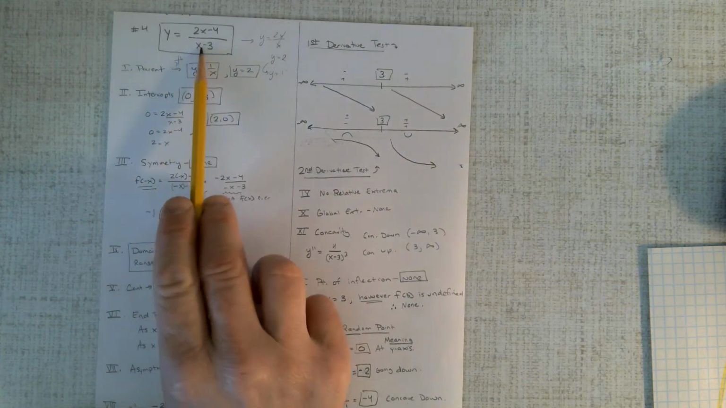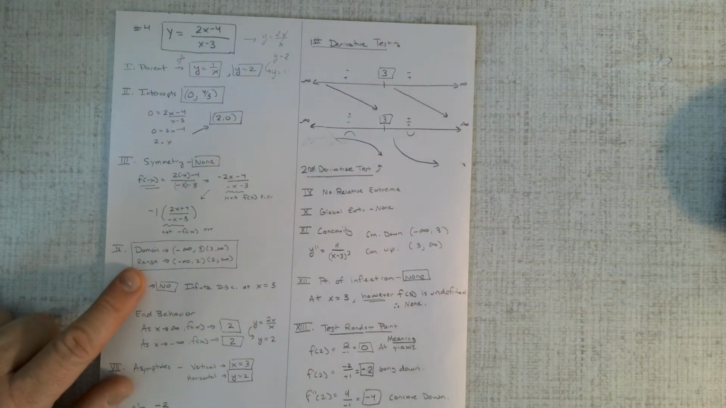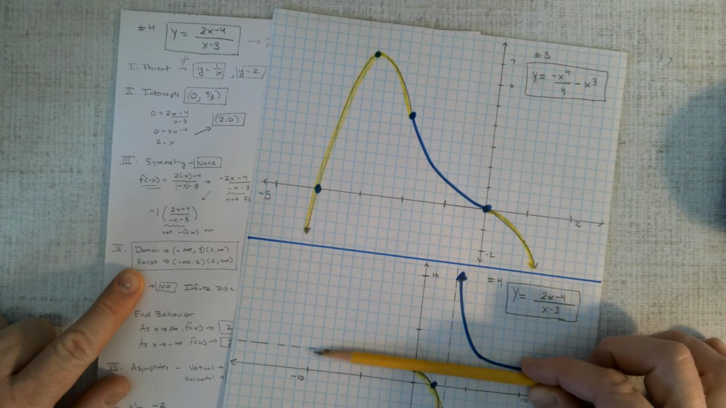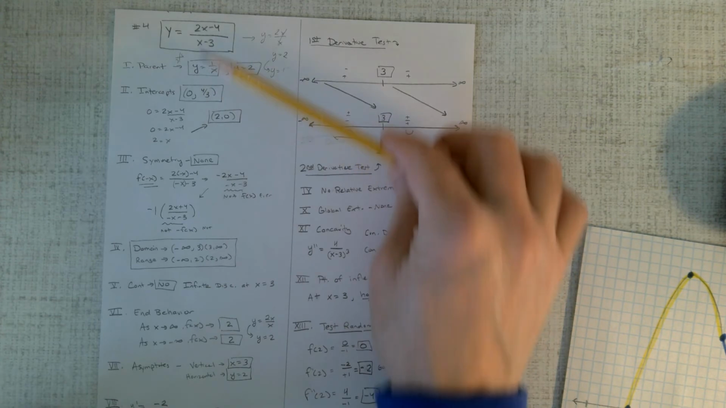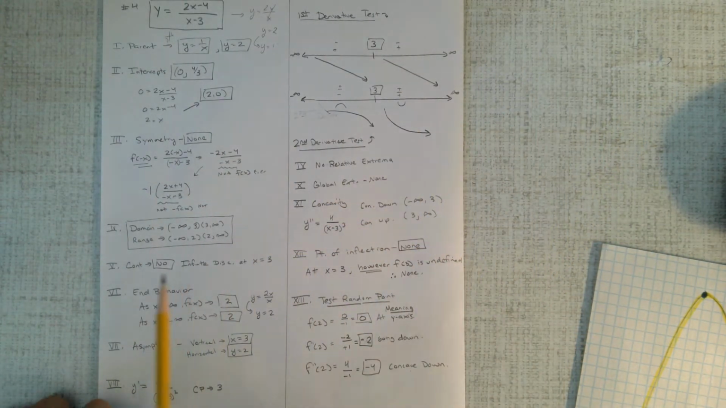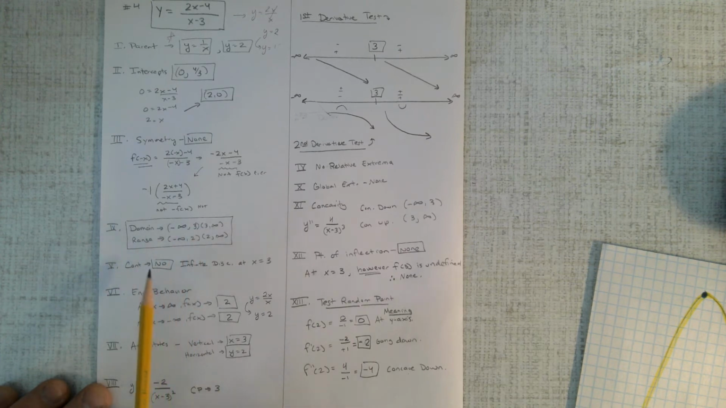Domain can be everything but 3. Range, kind of tough. Wait till you're all done and you'll see that range can be everything but 2. You can figure it out up here, but sometimes it's easier to wait on the range. Continuity, well, of course not, because it's not in the domain. There's an infinite discontinuity at 3.